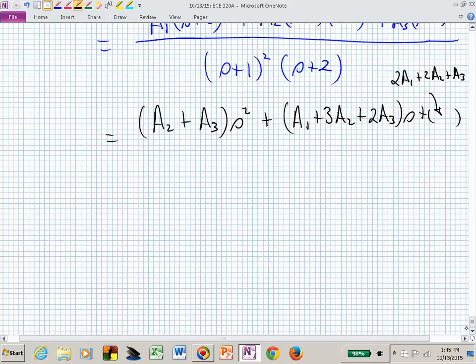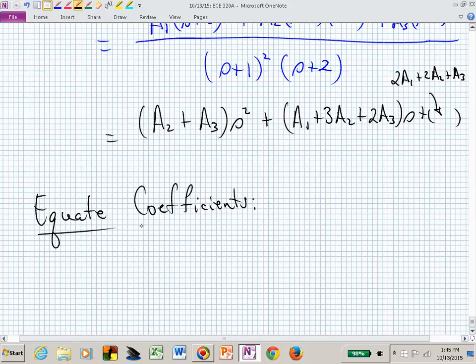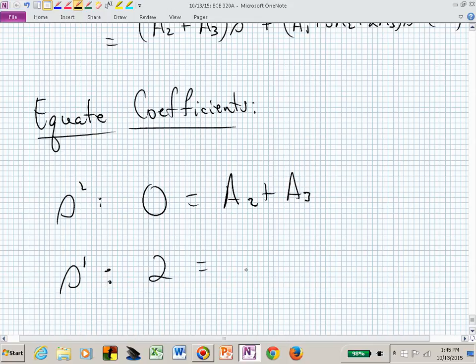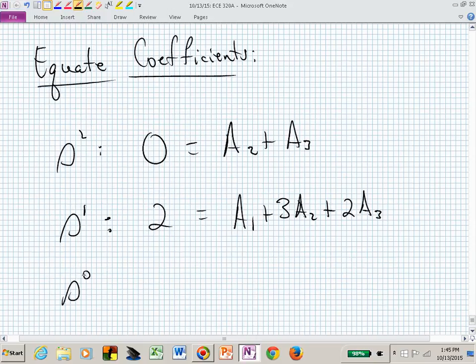And if I equate coefficients, if you give me just another minute, we'll be finished. Keep going. The s squared we've already done. That was 0 is the a2 plus a sub 3. The s to the 1 coefficients on the left, I had 2, and on the right, I had this a1 plus 3a sub 2 plus 2a sub 3. And then if I compare the constant coefficients, or the s to the 0, I had 1 on the left, and I had 2a1 plus 2a sub 2 plus a sub 3.